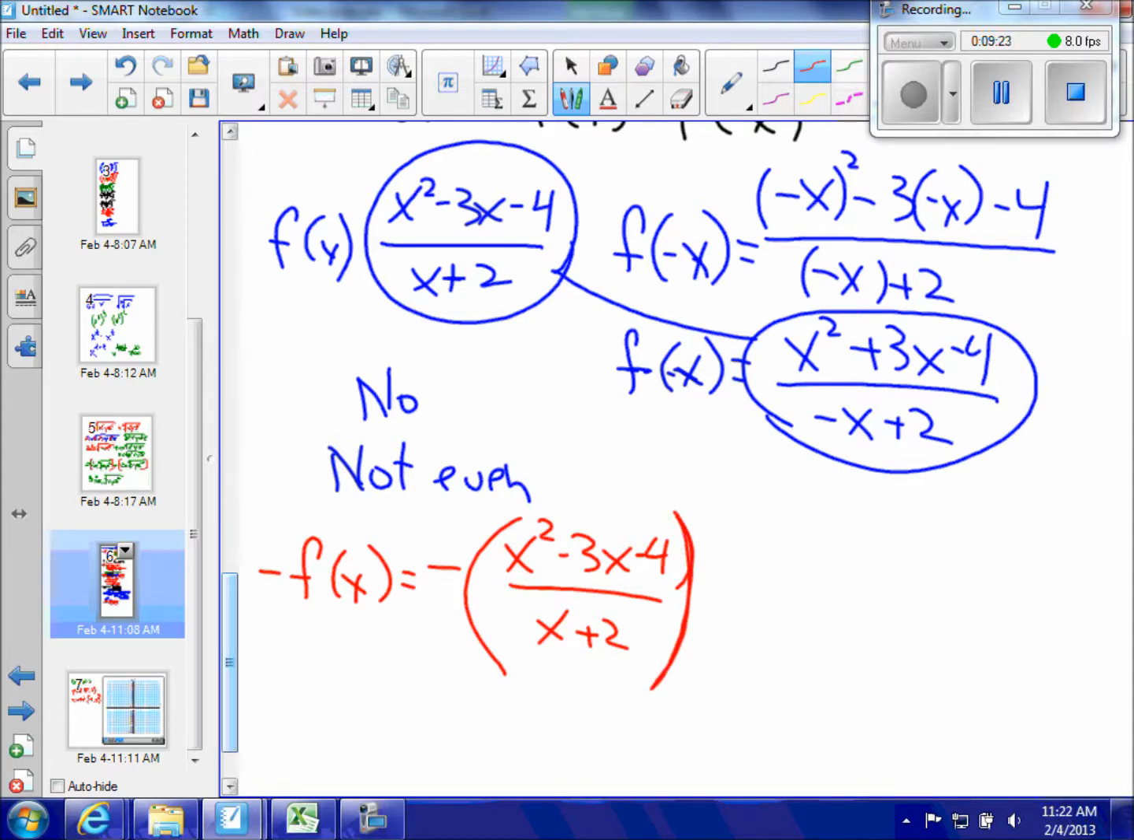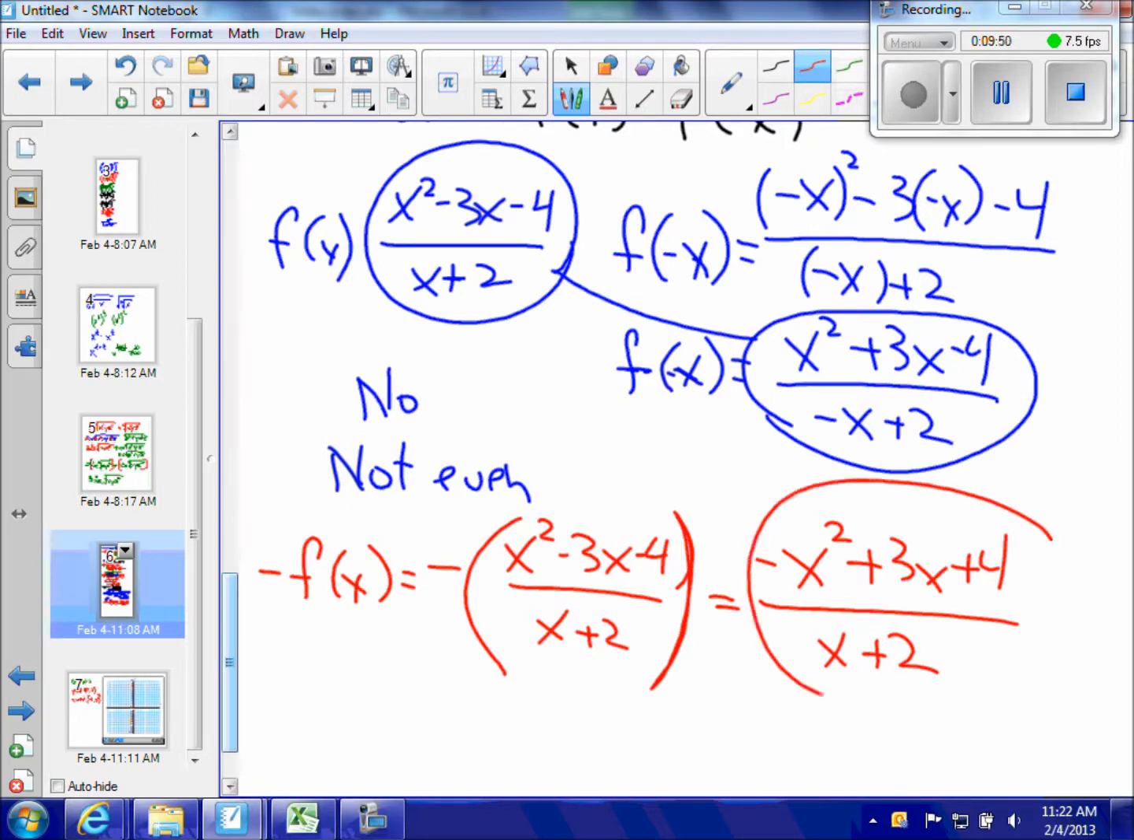And remember, when I'm making a negative of a fraction, I'm going to make either the numerator negative or the denominator negative. I'm not going to make both of them negative. So let's make my numerator negative. Why not? We'll see what it looks like. I get negative x squared plus 3x plus 4 over x plus 2.